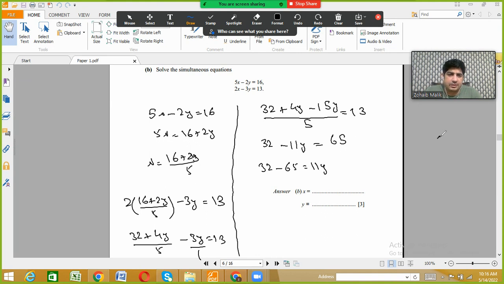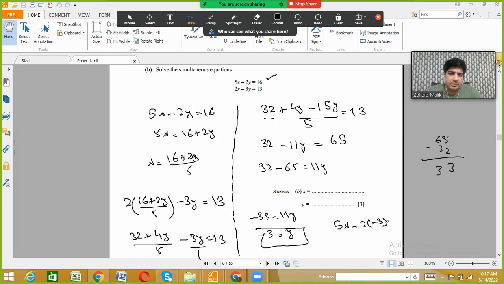Now 65 minus 32 would be 33, so negative 33 is equal to 11y. So the y value is minus 3. Now let's put this into the first equation. We can even put it into the second equation as well. So putting it into the first equation, which is 5x minus 2 into minus 3 is equal to 16. So 5x plus 6 is equal to 16. So 5x is equal to 16 minus 6, which is 10. So x is equal to 2. So x is equal to 2 and y is equal to minus 3.